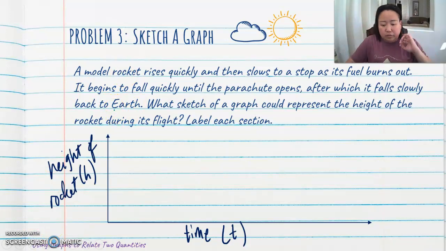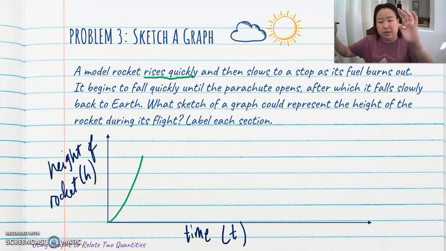Okay, so of course we have a rocket, and where does your rocket start? It starts on Earth. Okay, so its distance from the Earth is 0. So it starts here, and then it says here that the rocket rises quickly. So how can you represent that rises quickly? Okay, so a quick rise would be something like this. Okay, it's a quick rise.